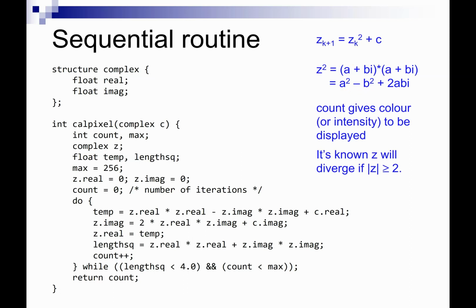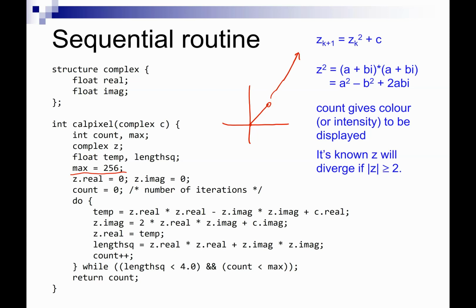And then it's known that if the magnitude of this z, so this is a complex number in the complex plane, which is the distance away from the origin, if this is ever larger than 2, then this value definitely will diverge. If it's less than 2, then it's not guaranteed that it will converge. But if after 256 iterations the magnitude is still less than 2, then we assume it does converge, and we say that it belongs to the Mandelbrot set.